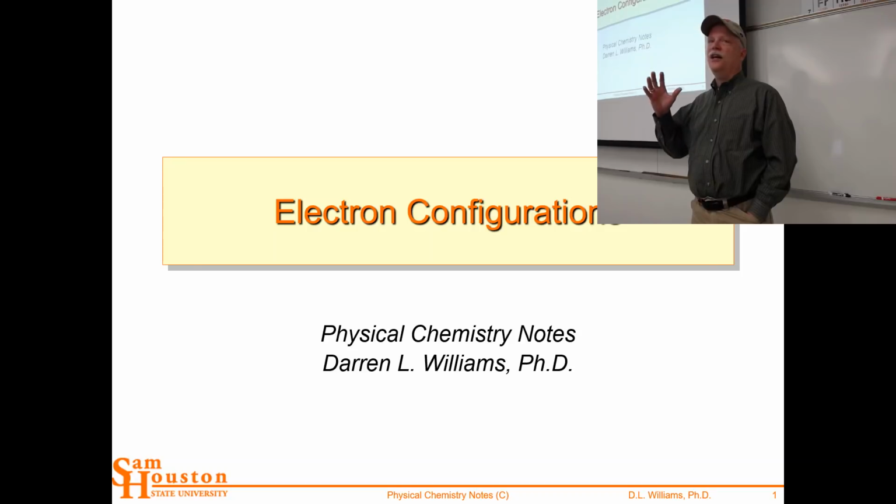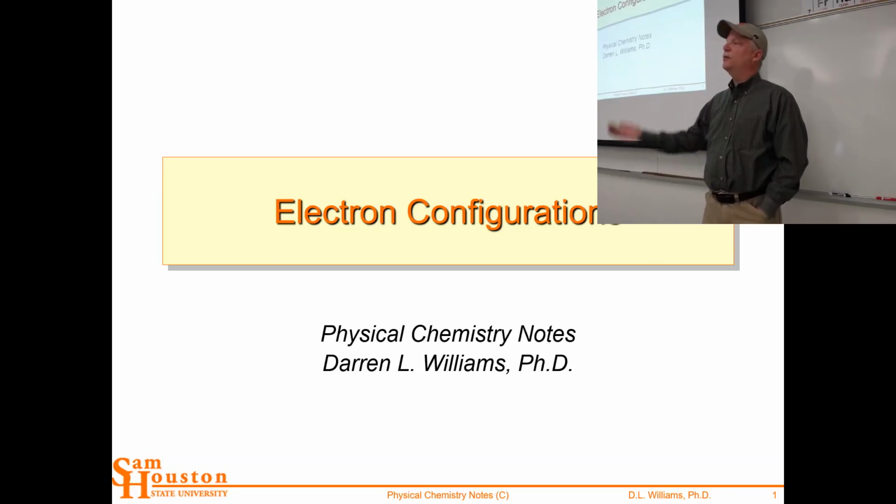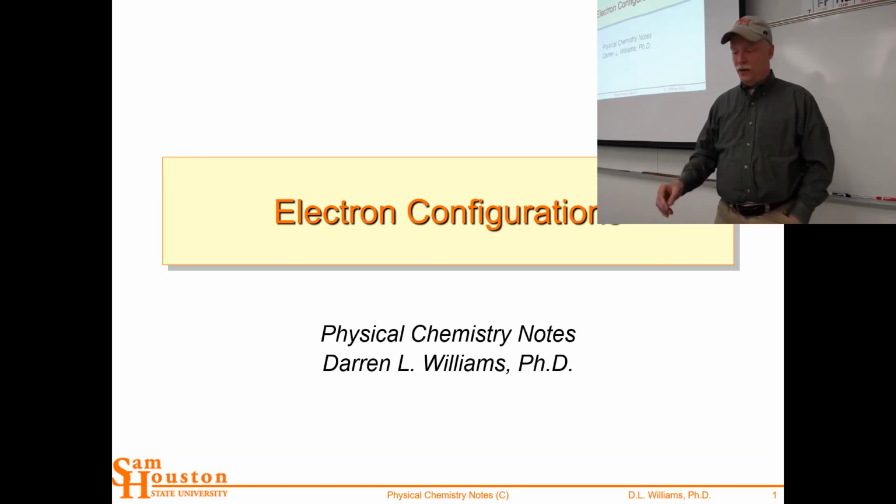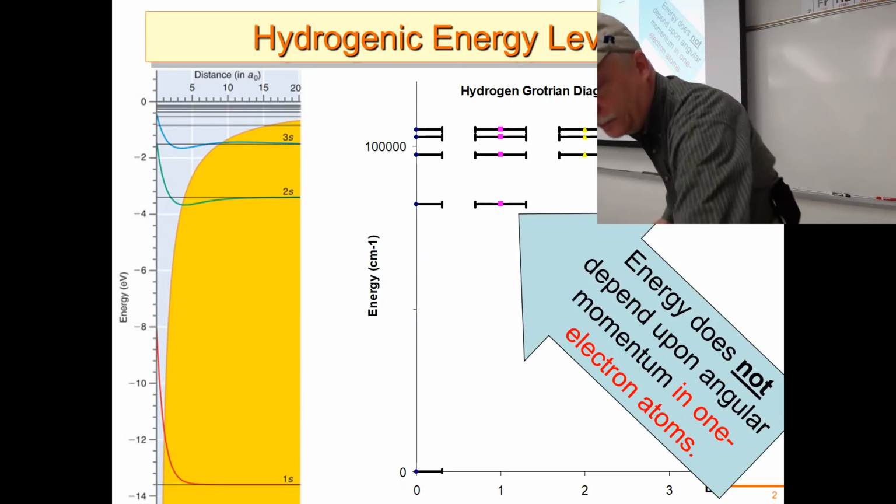You can't understand atomic spectroscopy without understanding electron configurations, because all of the peaks in the spectrum come from different electron configurations. And so you've got to understand where the electrons are and what they're doing in terms of the configuration before you can understand when they jump between configurations, because that's what's happening in spectroscopy. We jump between different levels. Let's jump in.